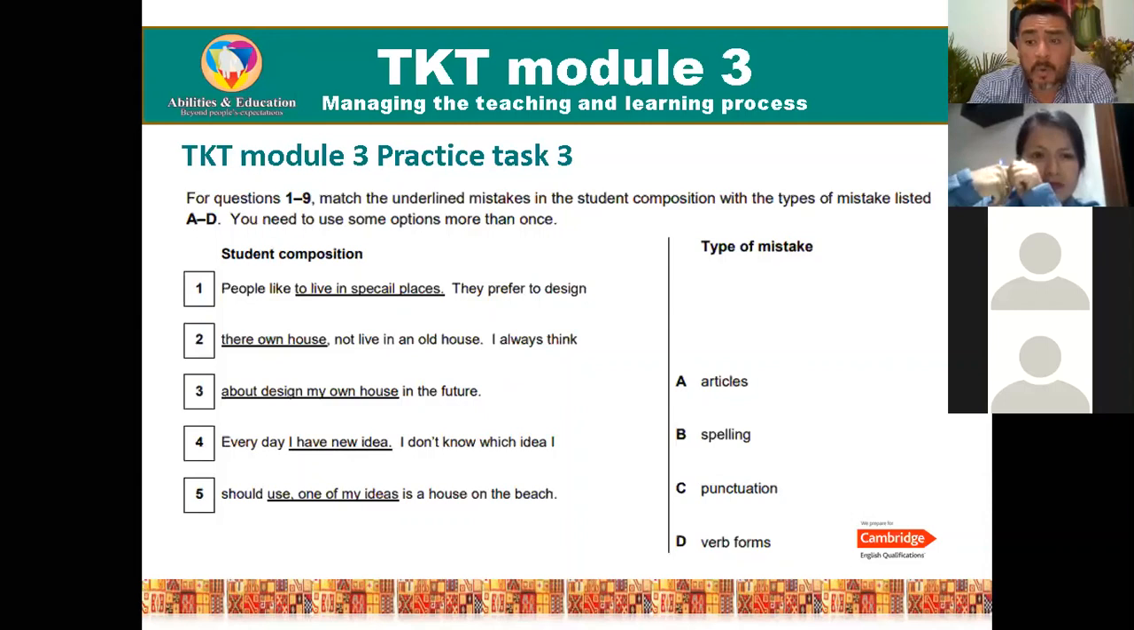All right? Here is a list of typical mistakes students make. The mistakes have been categorized so that you know what specific type of mistake they are. We have articles, spelling, punctuation, and verb forms. So for these questions, you have to match the underlined mistakes in a composition that the student wrote with the types of mistakes listed.